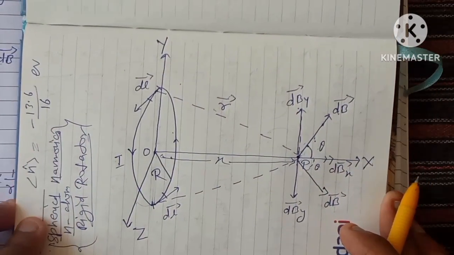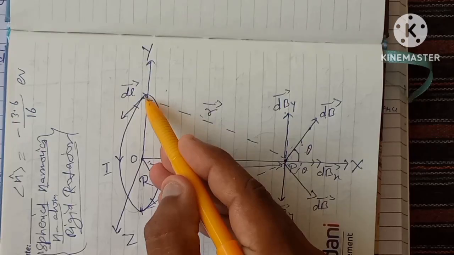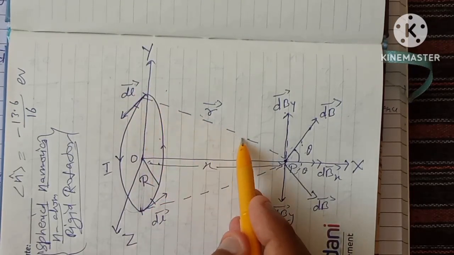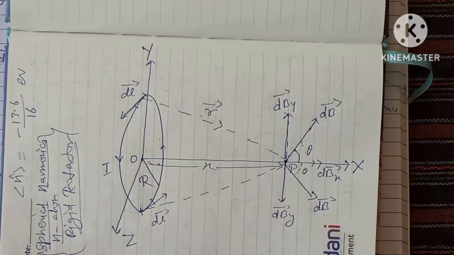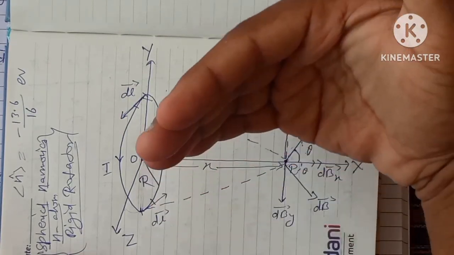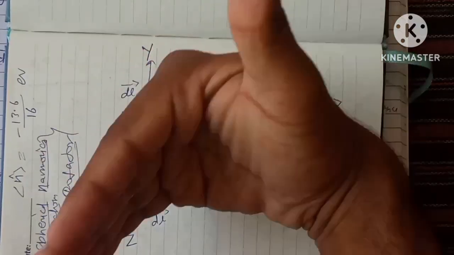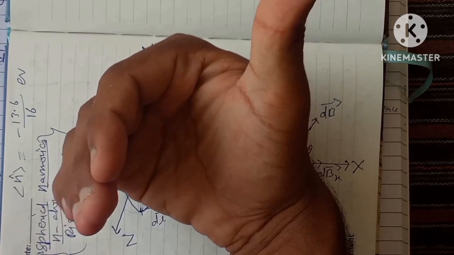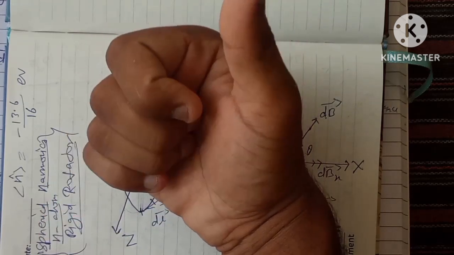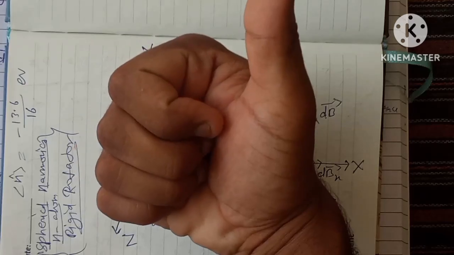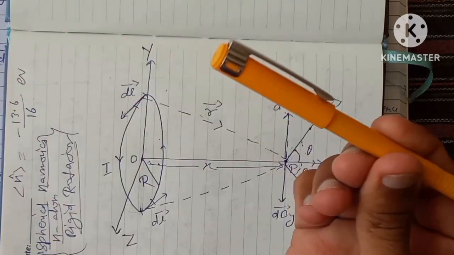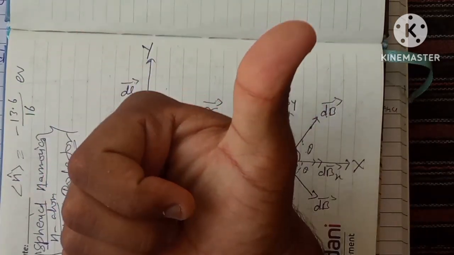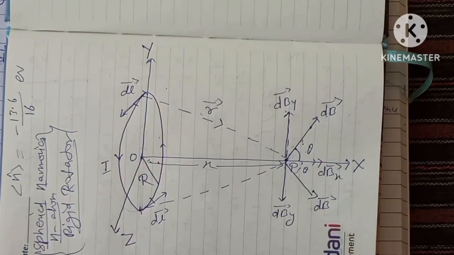So let us demonstrate it here. This is the direction of my dl vector. This is the direction of my r vector. So I will put the fingers of my right hand in the direction of dl vector like this, and let us curl it towards the position vector. R vector is in this direction. This is my r vector, this is my dl vector. So I will curl my fingers towards the r vector. So my thumb is going in this direction.